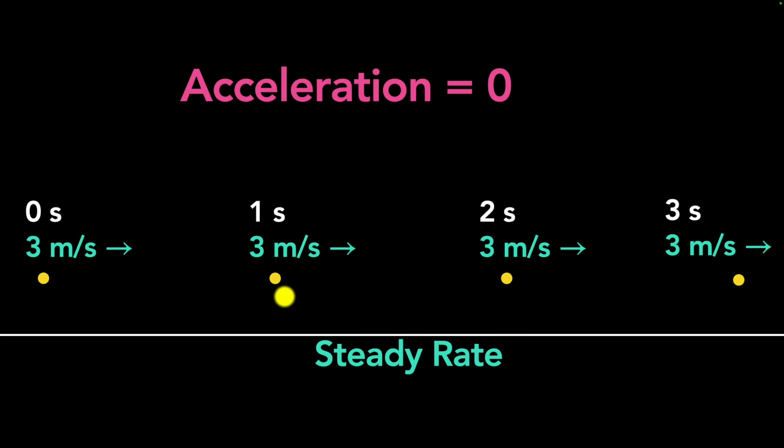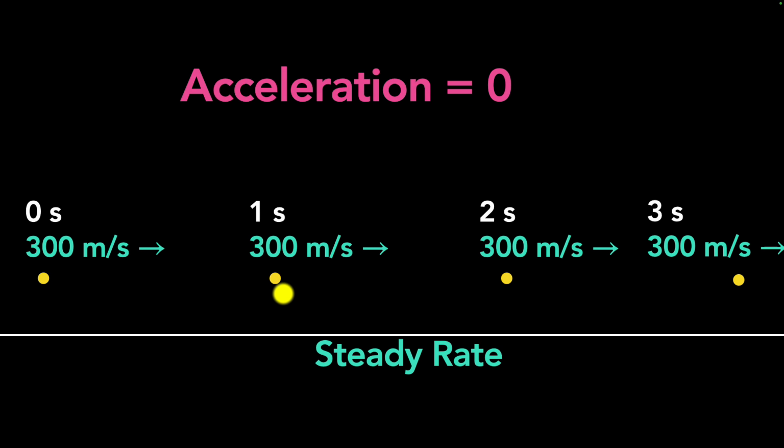What if the car was traveling really fast? Let's say it was zooming by at 300 meters per second. Well, again, look, the velocity is not changing, and so the acceleration is 0.